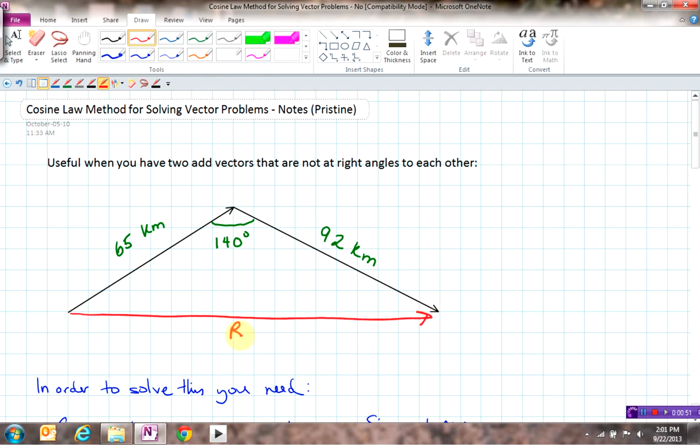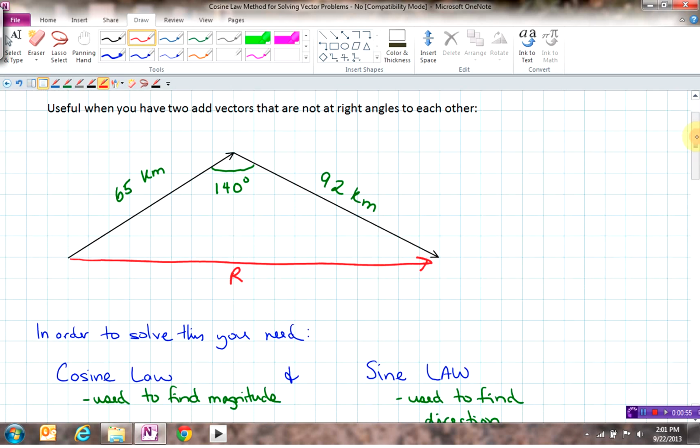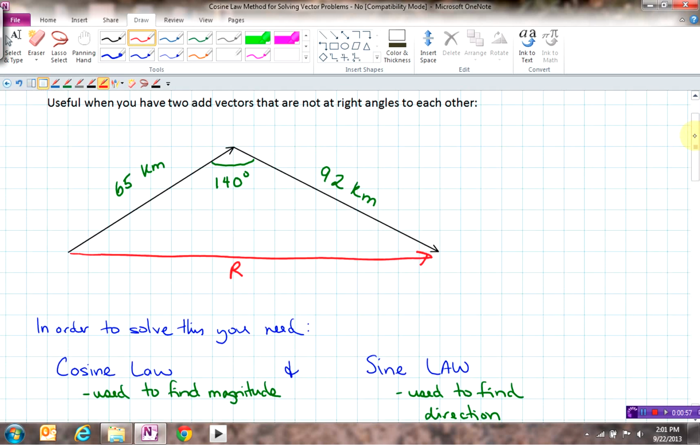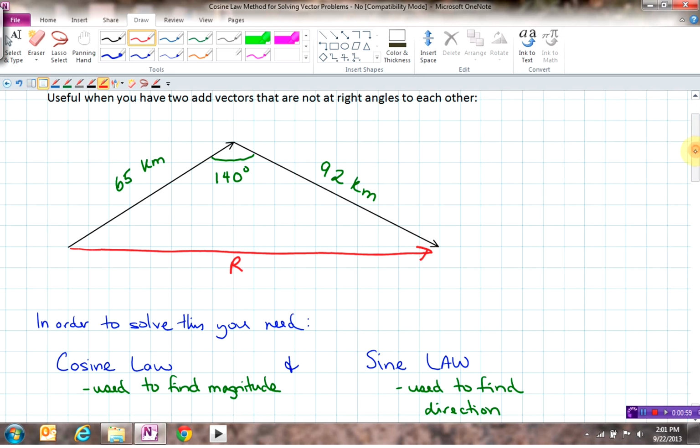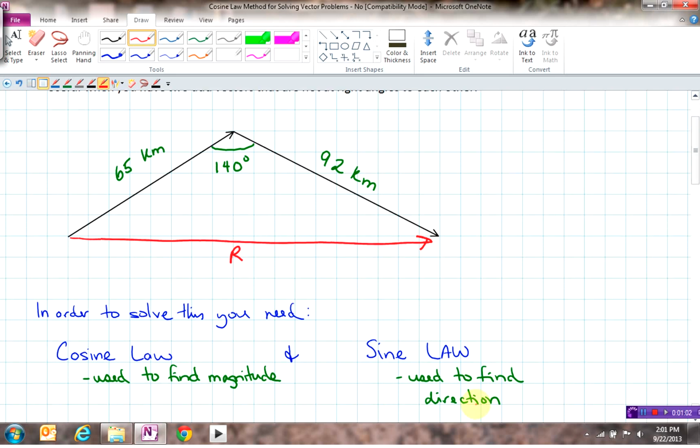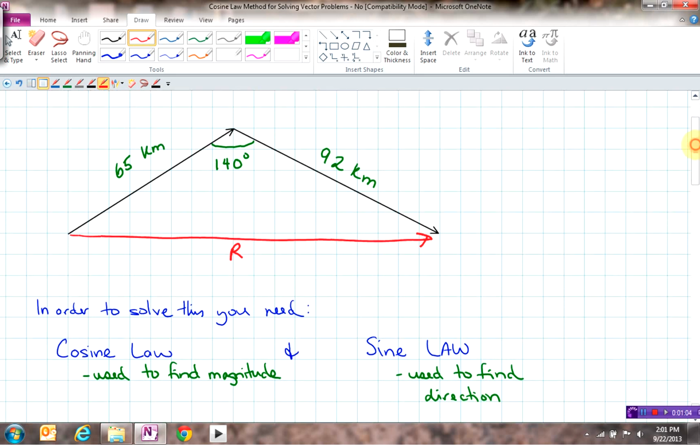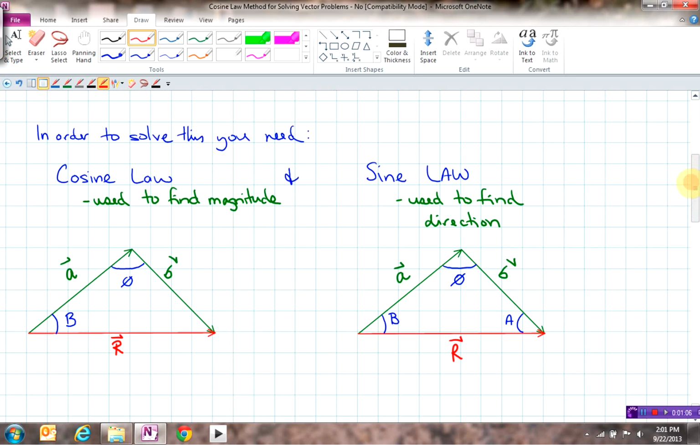Okay? So in order to do this, though, you need to use two laws. One law, cosine law, is used to find the magnitude. And the other law, sine law, is used to find the direction. So let me show you these two laws. Now they're easy laws, they're from mathematics, and they look like this.